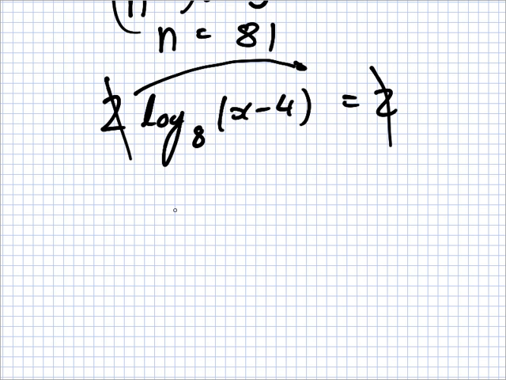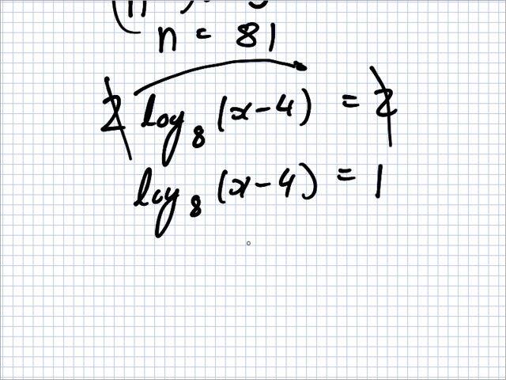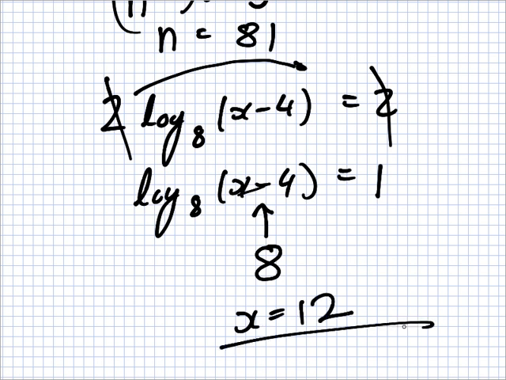So this is now log base 8 of (x minus 4) equals 1. So you realize then the only way it could equal 1 is if the inside part here was 8. Because only log base 8 of 8 can be 1. So that means x has to be 12. See?